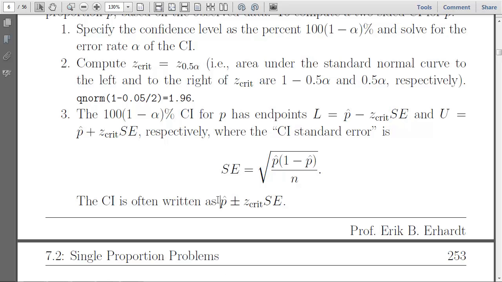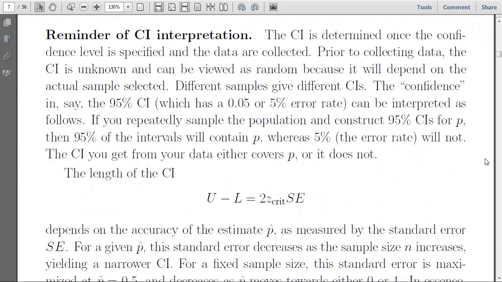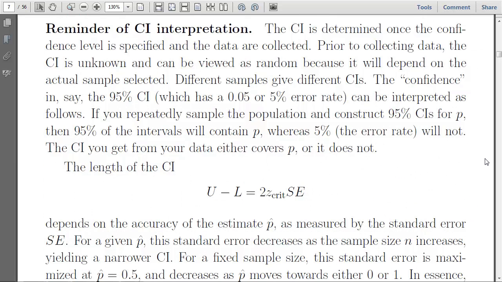And so finally we can calculate our confidence interval. R is going to give all this to us. So let's have a quick reminder as to the interpretation of confidence intervals. The confidence interval is determined once the confidence level is specified and the data are collected.